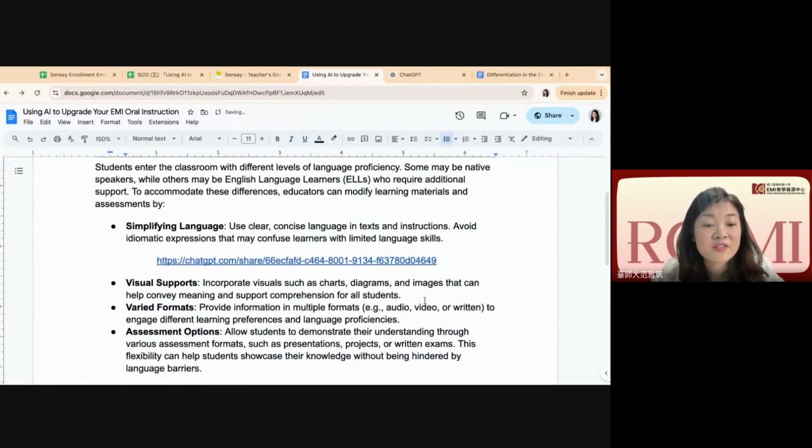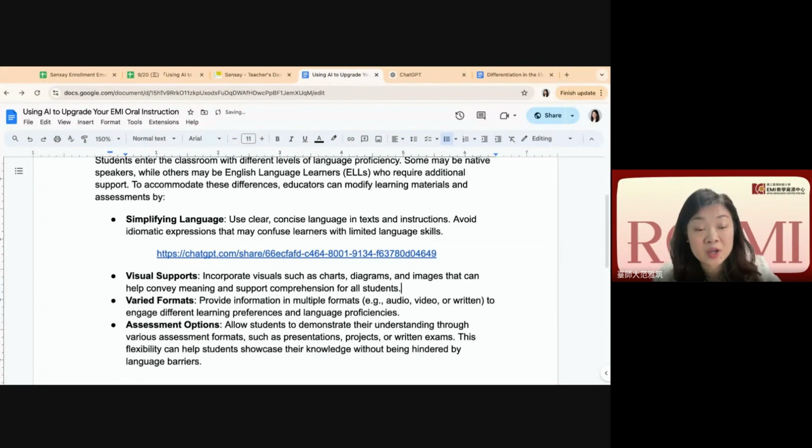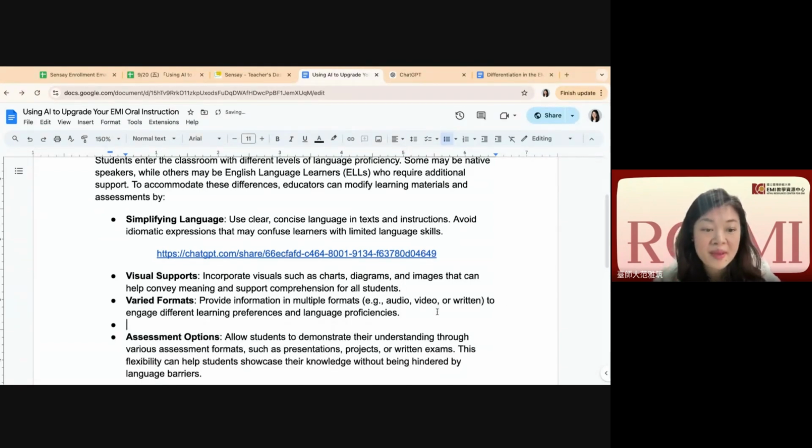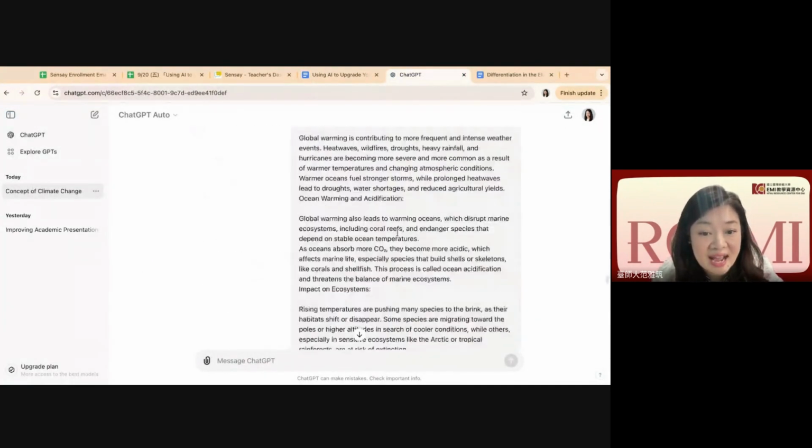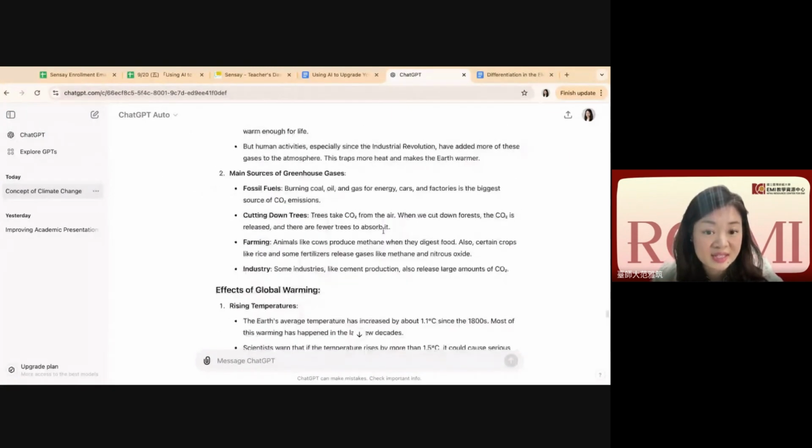Visual support, I would say textbooks with visual support are of high quality. I do not recommend using ChatGPT to create any visual support as they still are in a very initial stage. But if you can find some good TikTok, good videos, or good pictures that will help, that will be better. Varied formats will be something I like to tap on. Saying that we use the last version, okay? We use the last version.